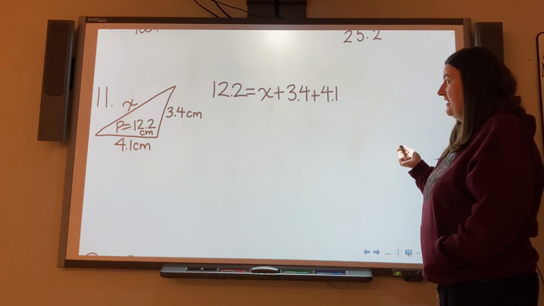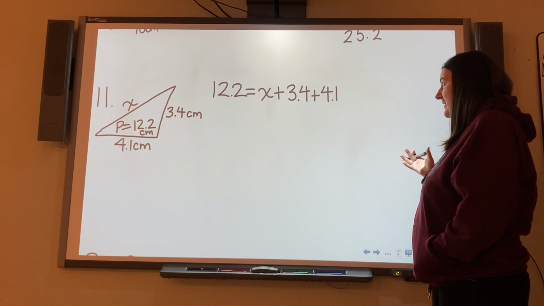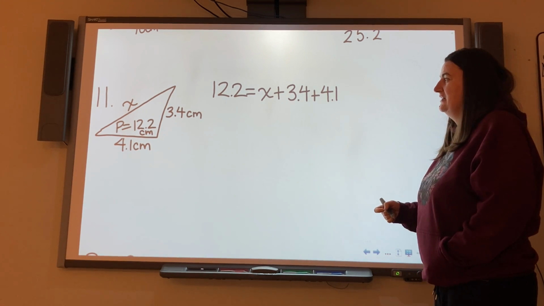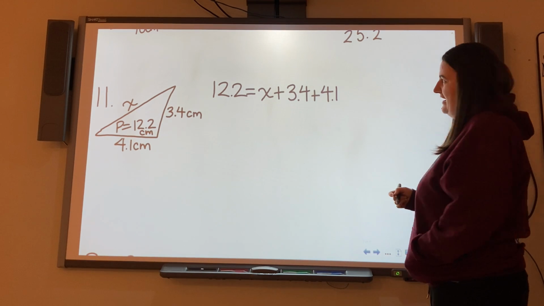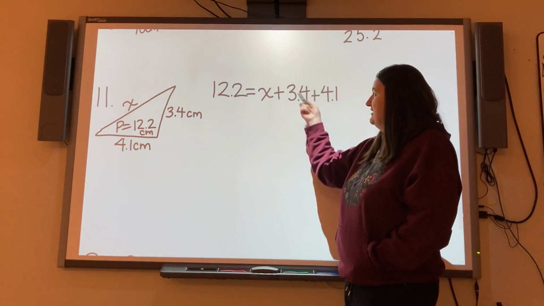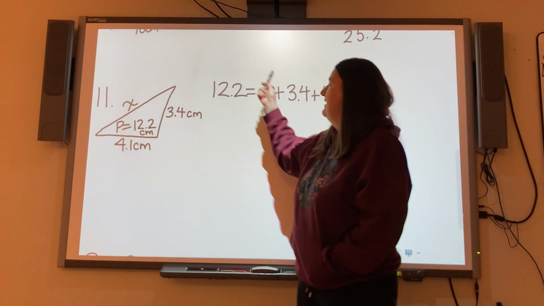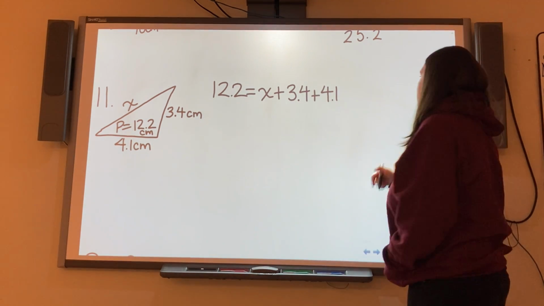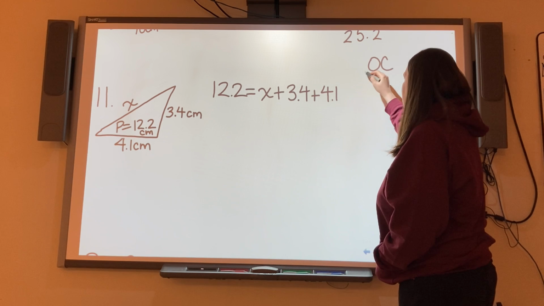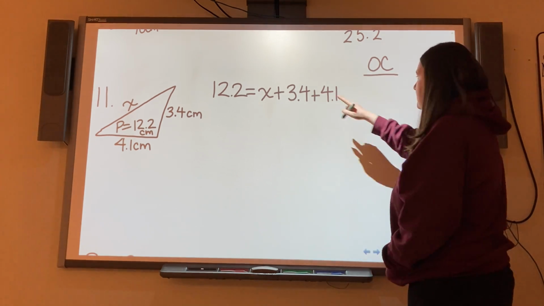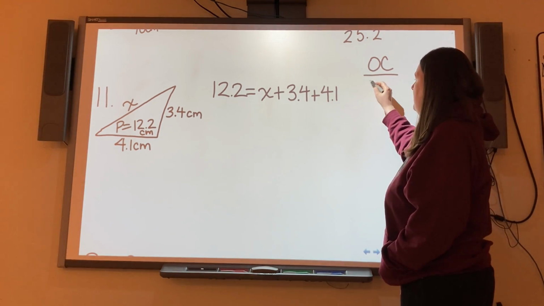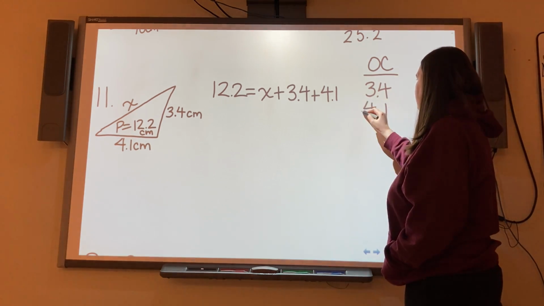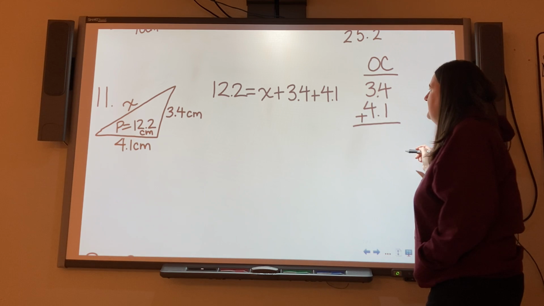So how am I going to solve this? How am I going to figure it out? It is almost exactly like what we did last week when you were looking for those missing angles. Add the ones that you know, and then minus from the total. So that means 2 outside calculations. We're going to have to add and then minus. So the first thing I want to do is add the ones that I know. 3.4 and 4.1. Add them up together.